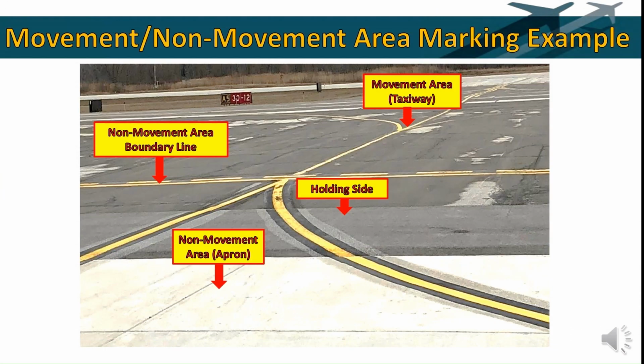Here is a depiction of how the non-movement area boundary line is at our airport. You can see the non-movement area apron, the holding side of that non-movement area boundary line, the non-movement area boundary line, and the movement area, which is the taxiway.